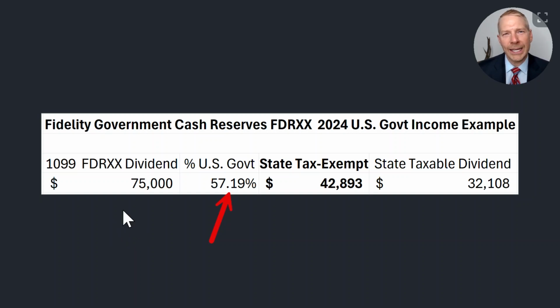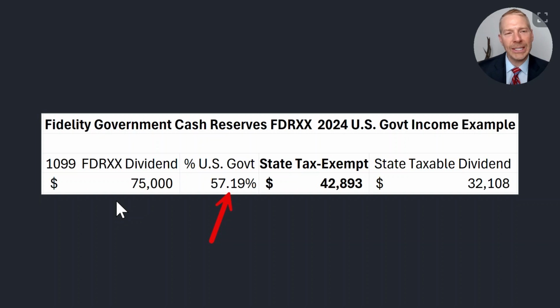If you do not conduct the necessary research on what percentage of the fund's dividend came from US government securities, and then make a manual adjustment to your state income tax return, you'll end up paying tax at the state level on the entire dividend. The 1099 isn't going to show you how much of the fund's income, or the dividend rather, came from US government securities. You need to go do that on your own, you or your CPA. And many people make a mistake here.